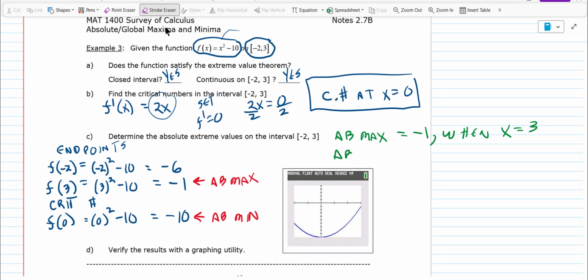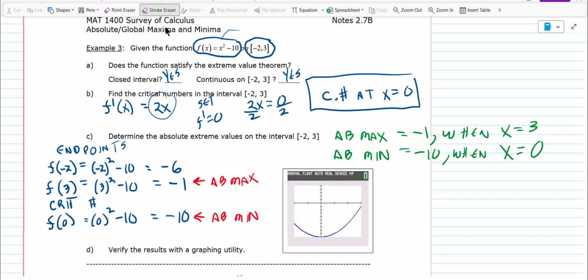And then for the absolute min, we would write our answer as the y value, which is -10, when x is equal to 0. Okay, so that's how you basically do that problem. All right, so basically it's always critical numbers and endpoints. Find out which is the biggest and which is the smallest. That's all it is. All right, does that make any sense?